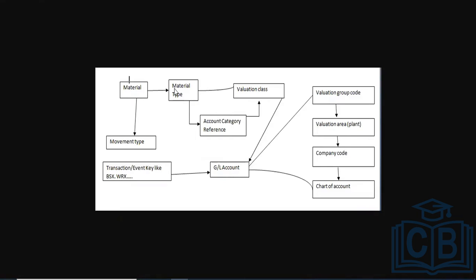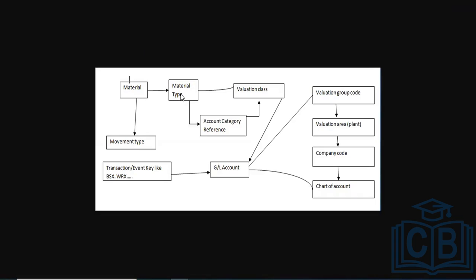First, it will start from here: the material type. We did the material type configuration in the initial classes, and at that time I told you that the account category reference and valuation class, everything we were using, was standard. Then we will make the changes. If you remember, there are material types, like ROH, finished goods, and so on. That is a material.